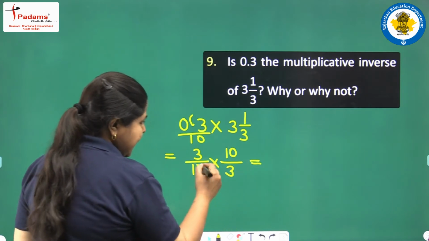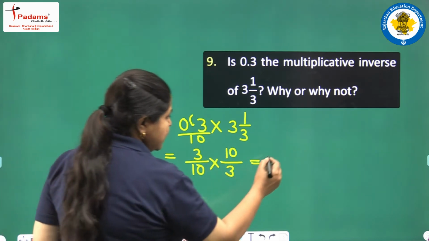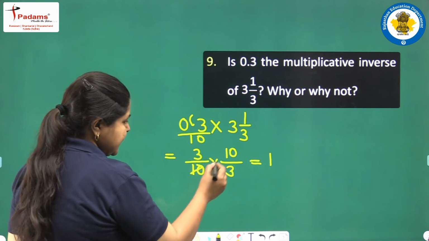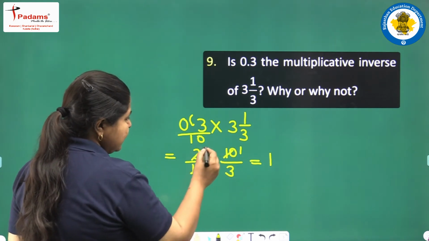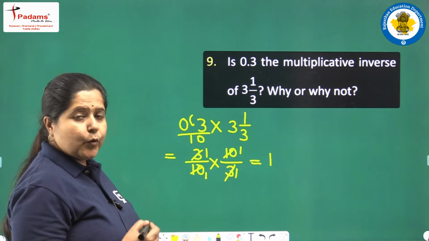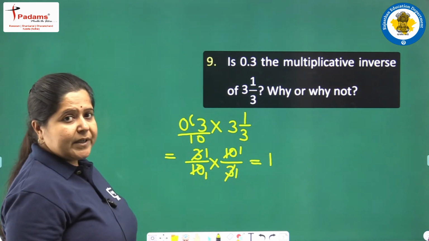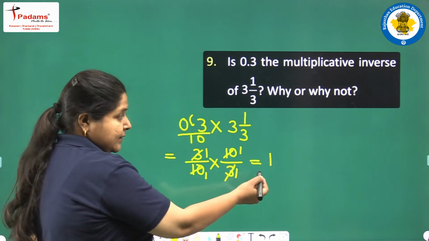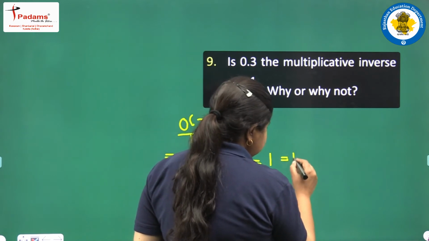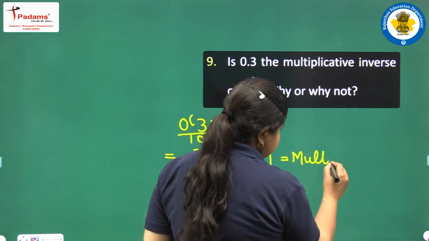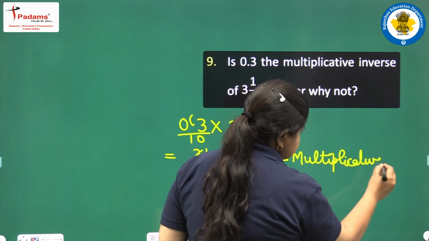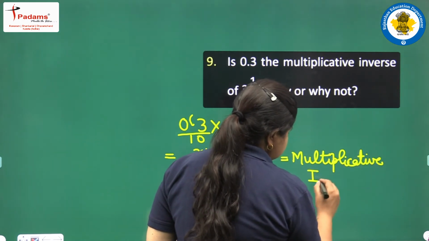Then after cancellation, what are we getting? Obviously 1. This 10 will be cancelled by 10. 10 ones are 10, 10 ones are 10, 3 ones are 3, 3 ones are 3. Remember, we can cut the numbers only in the numerator and denominator. Then we get 1. Is it the multiplicative identity? Yes, this is equal to the multiplicative identity.